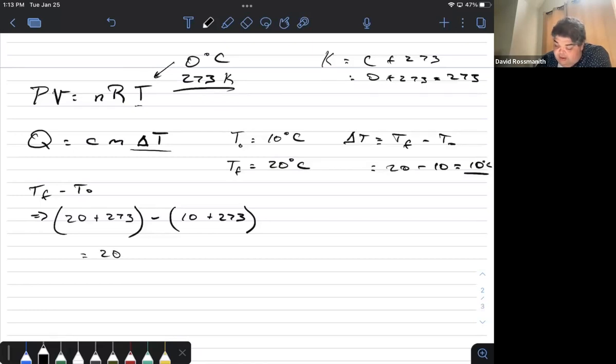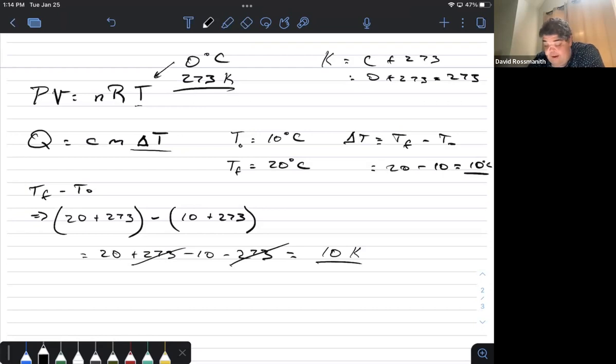I have 20 plus 273, and then a negative goes on to the 10, and the negative goes on to the 273. Well, now we see something nice. Positive 273, negative 273, they cancel out. And what's left, 20 minus 10, is 10 Kelvin. And so there we go. In Kelvin and in Celsius, a change in temperature is the same number.